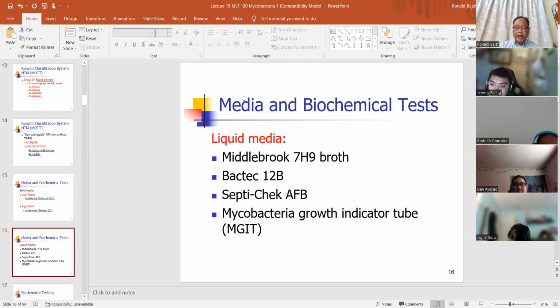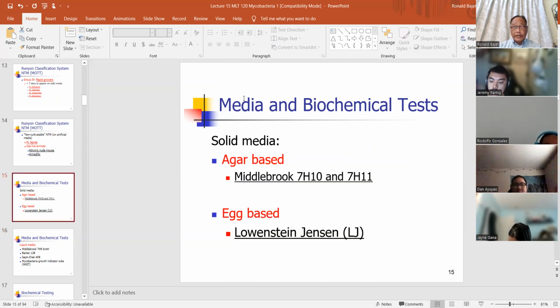And then there's liquid media like Middlebrook broth, Bactec broth, Septacheck, Mycobacterium growth indicator tube, or the midget Mycobacterium growth indicator tube. These are liquid media, not commonly used. The common way to culture AFBs is usually the agar-based media, the Middlebrook and the Lowenstein-Jensen, and these are kept and read for 8 weeks, 2 months.